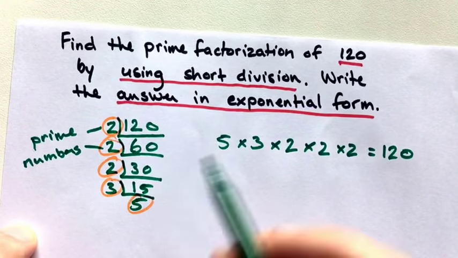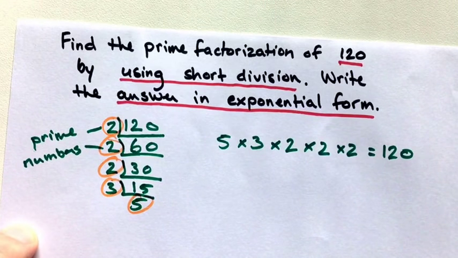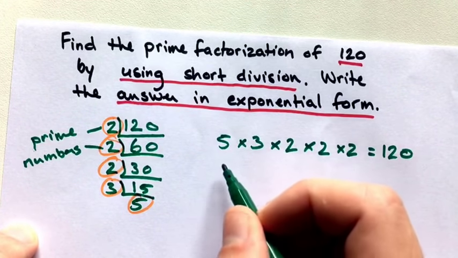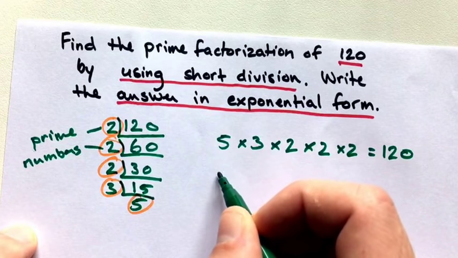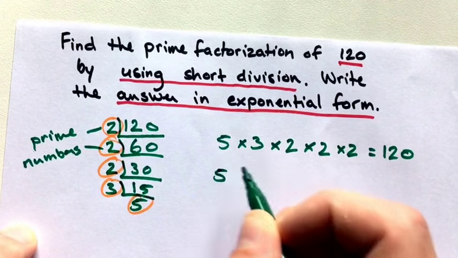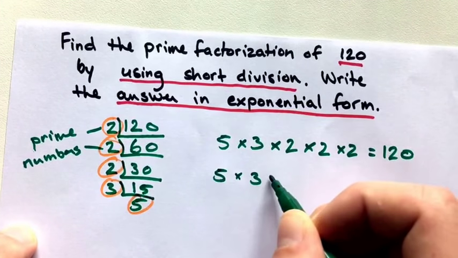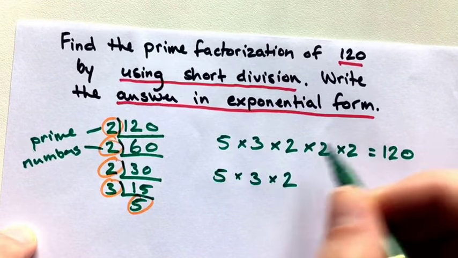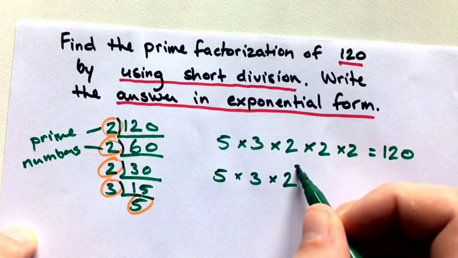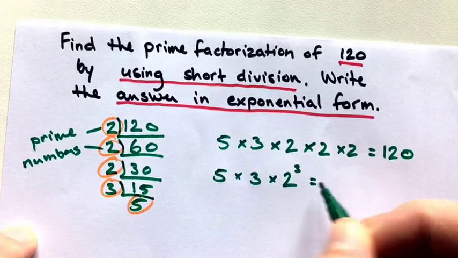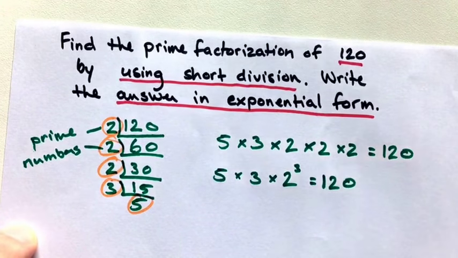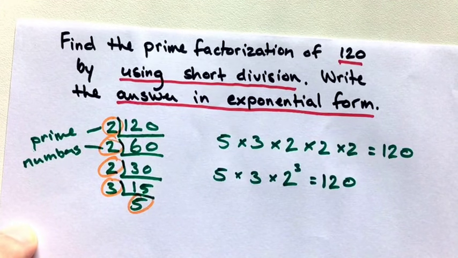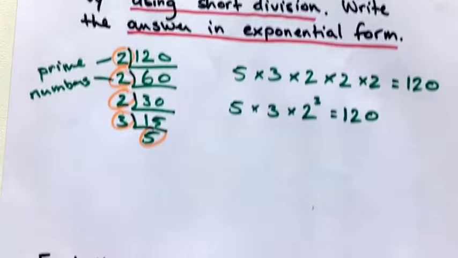So we're just going to take the factors that have more than one of them, like our 2 here, and we're going to write it with an exponent. So we can rewrite this as 5 times 3 times 2, and we have 3 2's, so we're going to say to the power of 3, and that equals 120. And that's how you find the prime factorization of a number using short division. Now let's look at a different example.